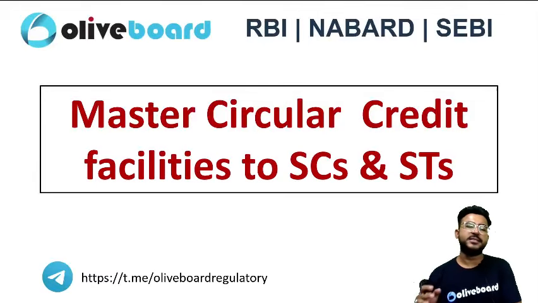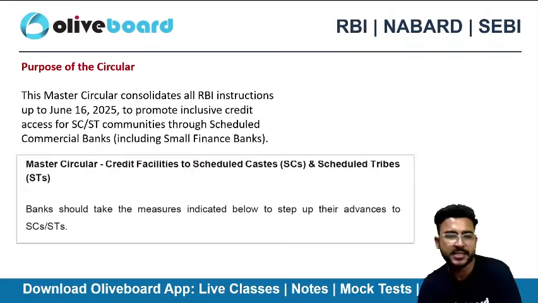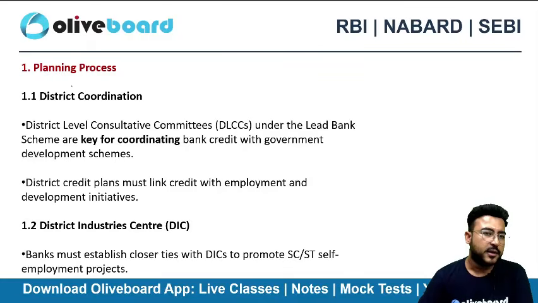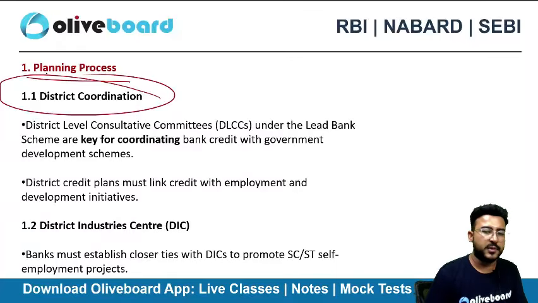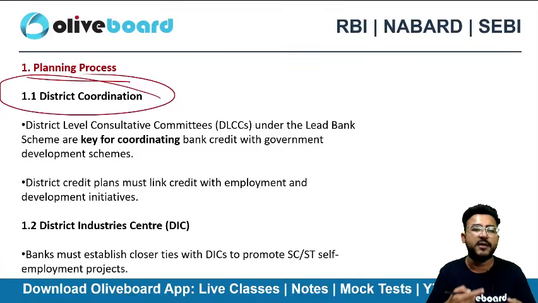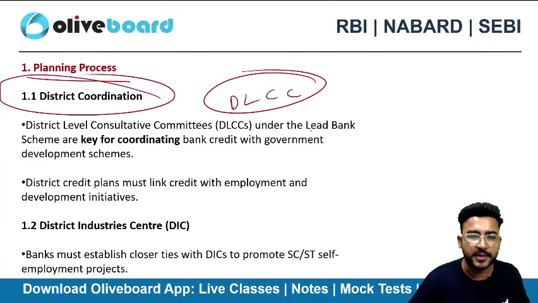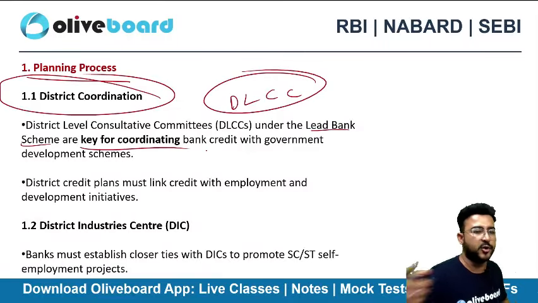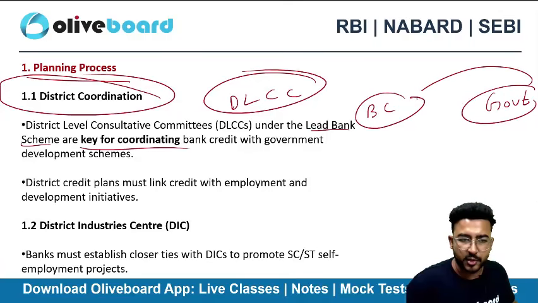Then there was a master circular related to the credit facilities to specific communities like SCs and STs. In the planning process, there should be district coordination, as stated in the circular. There should be district level consultative committees. DLCCs should be there under the lead bank scheme for coordination of bank credit with the government scheme, because bank credit schemes should relate to the government development schemes.